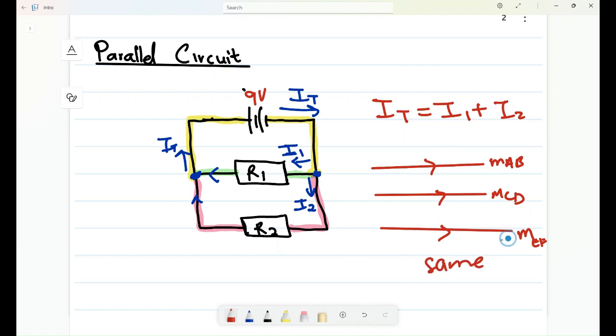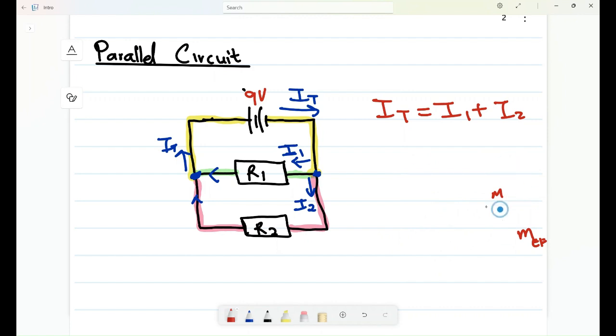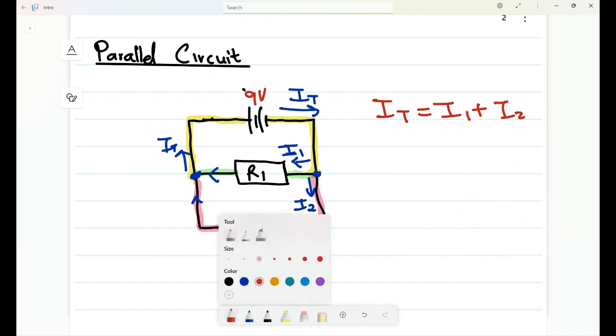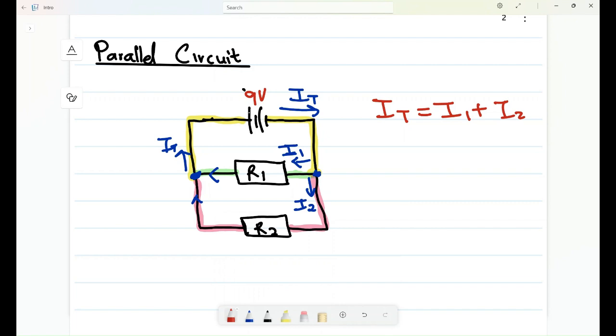Similarly, you can take the voltage as your parallel lines. Why? Because in parallel the voltage is the same across those branches. I repeat, in parallel, the voltage is the same across the branches. This is what we say.